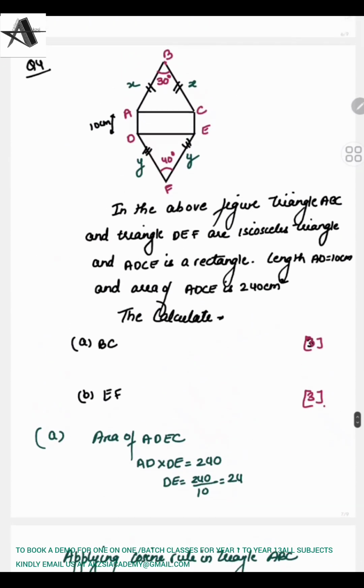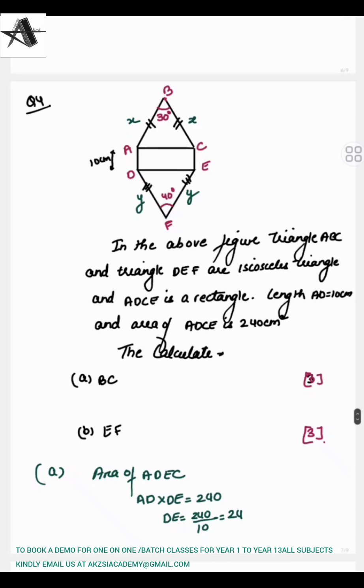So these were the questions. These are actually harder questions on the cosine and sine rule. These will help you in understanding the concepts easily. So that's it for today.